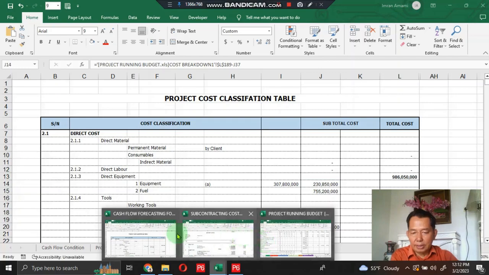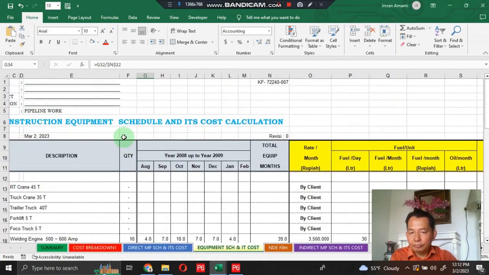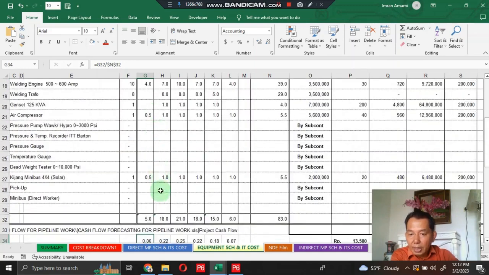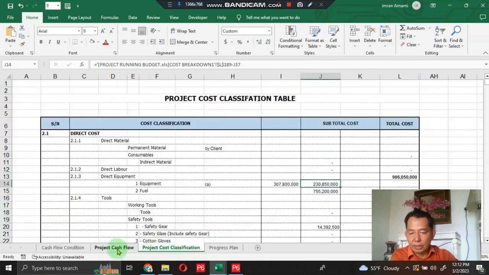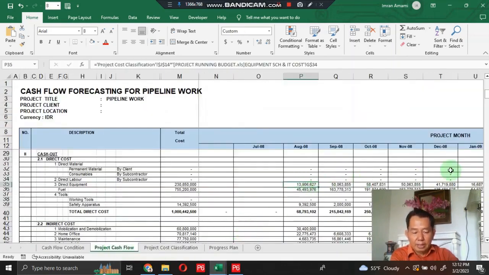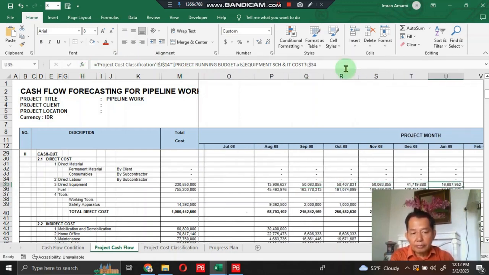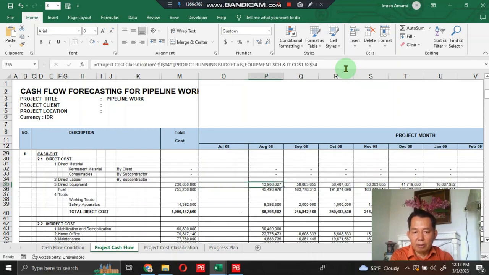So the other Excel file here is the project running budget, and this is the worksheet construction equipment schedule and its cost calculation. This is column G, and this is row 34. This is cell G34 here. Okay, so back again to the project cash flow, and this is for the other costs for direct equipment here. You could check inside the cell, using the same worksheet and the same Excel file with a different cell.